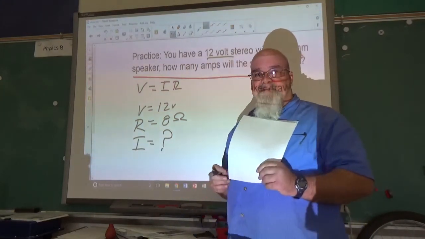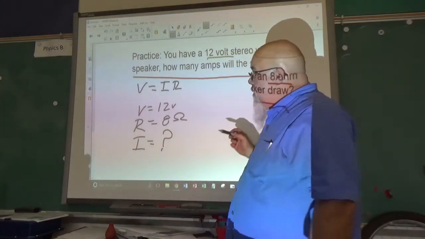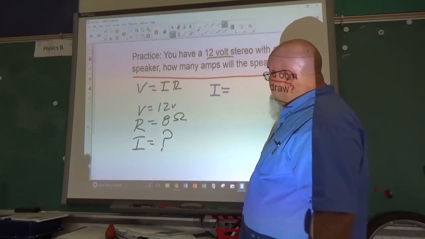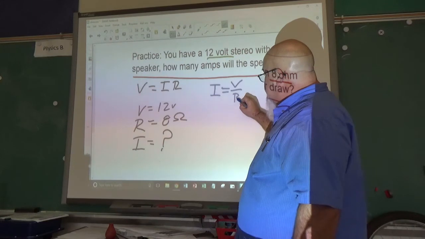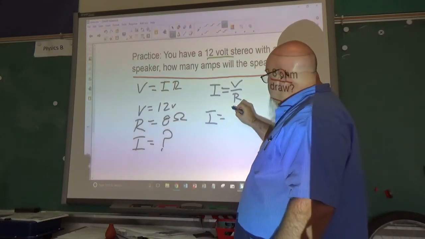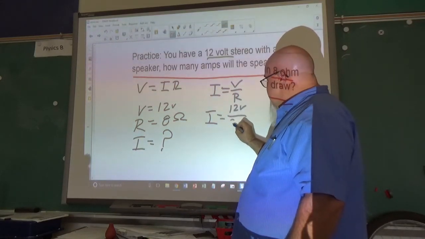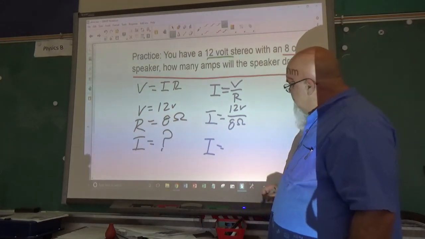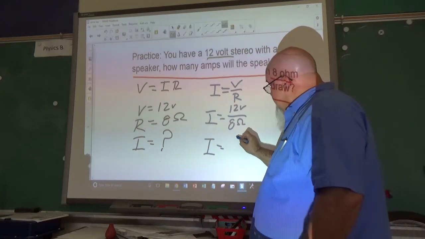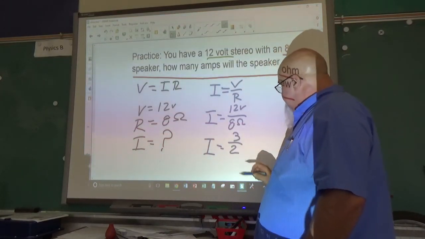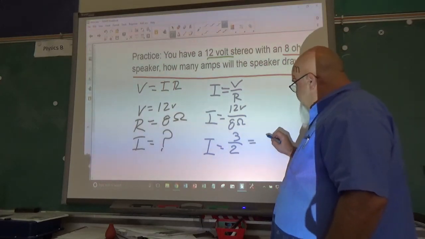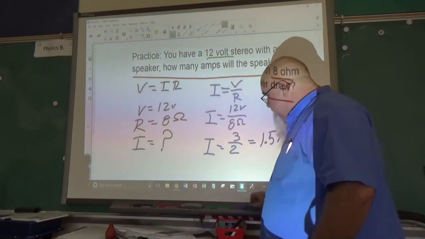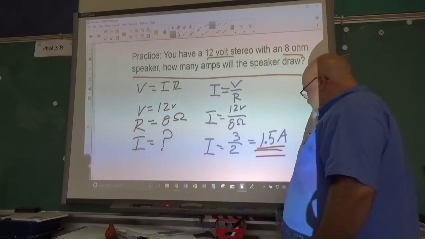So I could either plug these numbers in and solve, or if I remember from my cheat sheet, or if I'm good at math, I could rewrite my formula for my current equals my voltage divided by my resistance. If I plug in my numbers, my current will equal my 12 volts over my 8 ohms. My current would equal 3 halves equals 1.5. And remember, my unit for current is amps. So my answer would be 1.5 amps.